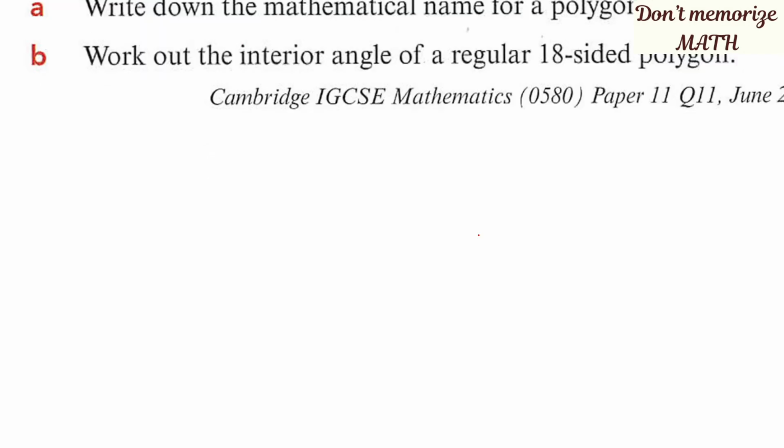Now question number 3. Write down the mathematical name for a polygon with 5 sides. So what we call a polygon with 5 sides is a pentagon, right? So make sure you know almost all the polygon names. Okay, so here it is pentagon. Suppose if they are asking for all the sides equal, you have to add this word, that is regular. Okay, it will become regular pentagon. Here it is a normal pentagon.